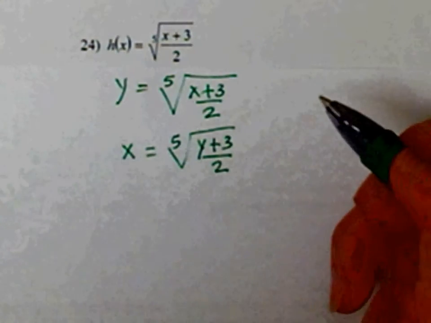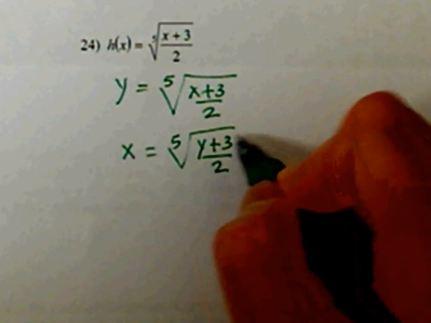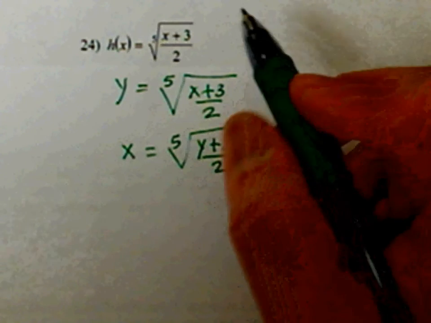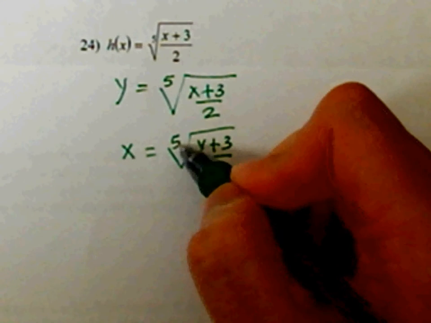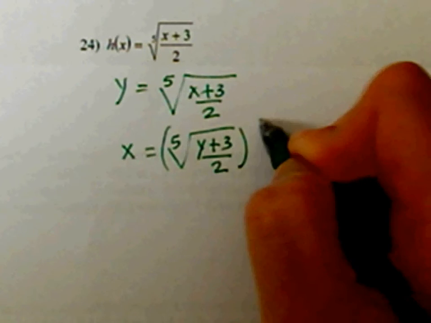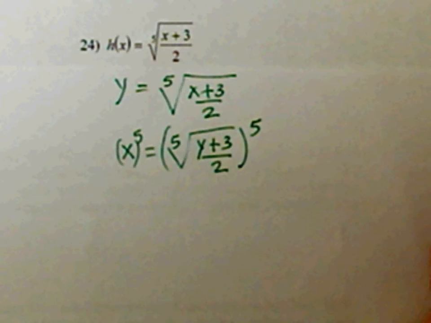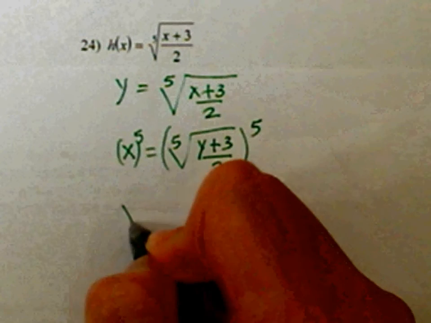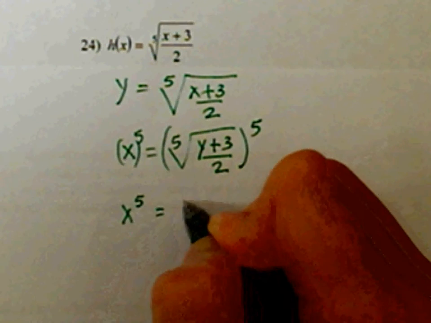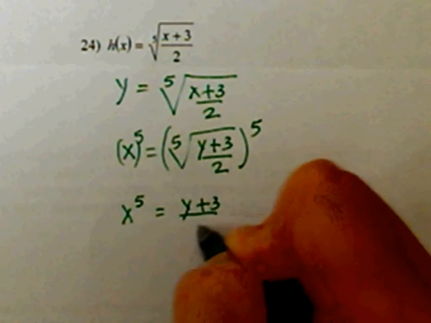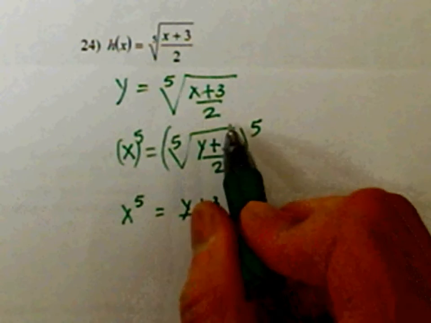If you had a square root, to get rid of the square root, you would square it. So therefore, if you have a 5th root, how would you get rid of this 5? You would raise it to the 5th power. What you do to one side, you do to the other. So now you have x to the 5th equals (y plus 3) over 2. Notice the radical goes away.